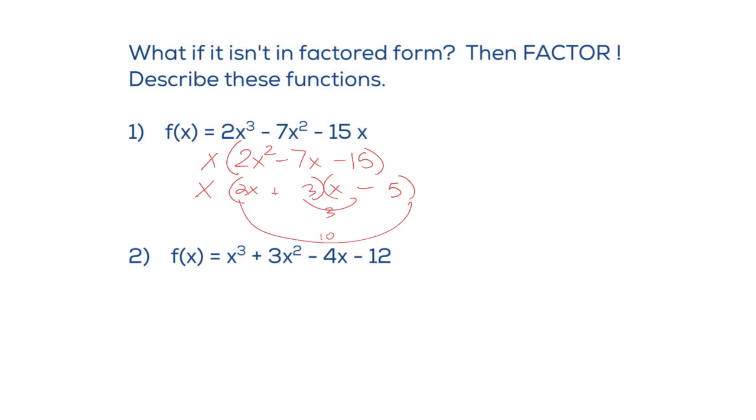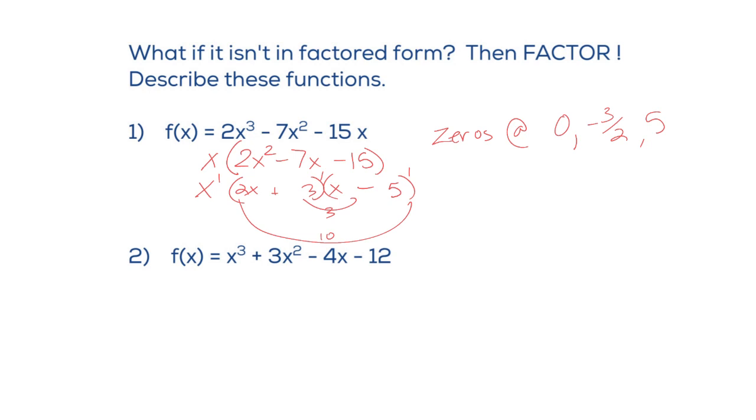Okay, so what I have are zeros at 0, -3/2, and 5. And since they all end up being to the first power, they would all be cuts. And as far as end behavior, since overall it is a cubic, we would start low, end high. That's just your classic wavy cubic right there. Okay, next one's a little trickier. Still a cubic, so still going to start low, end high, but the factoring is a little bit different.